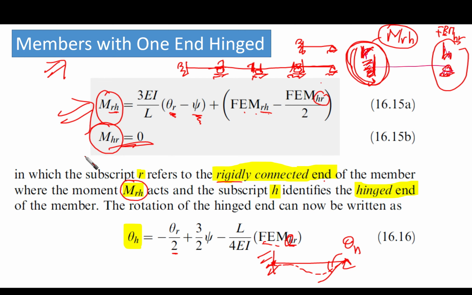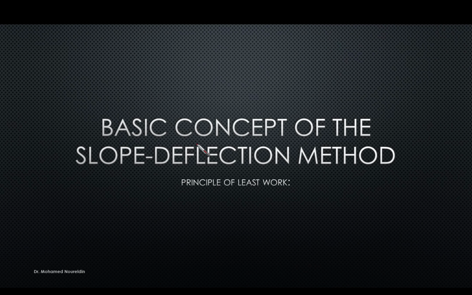Okay, so take care that this is MHR and this is fixed end moment HR. They are different. The moment that is going to be developed at the end is going to be 0, but the fixed end moments that we are going to use here are going to be divided by 2. Okay. Now let's go to another part, which is the basic concept of the slope deflection method.